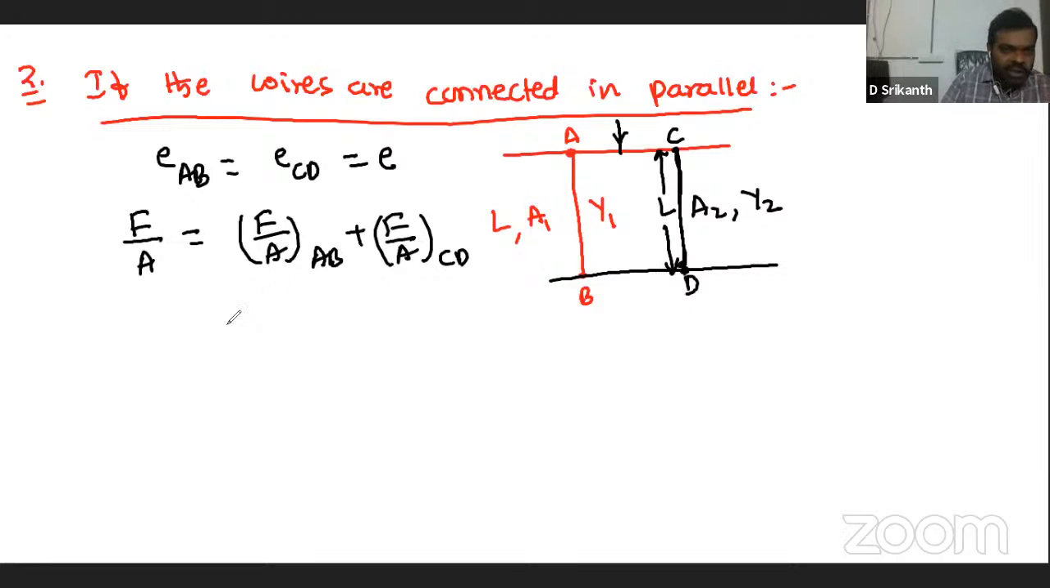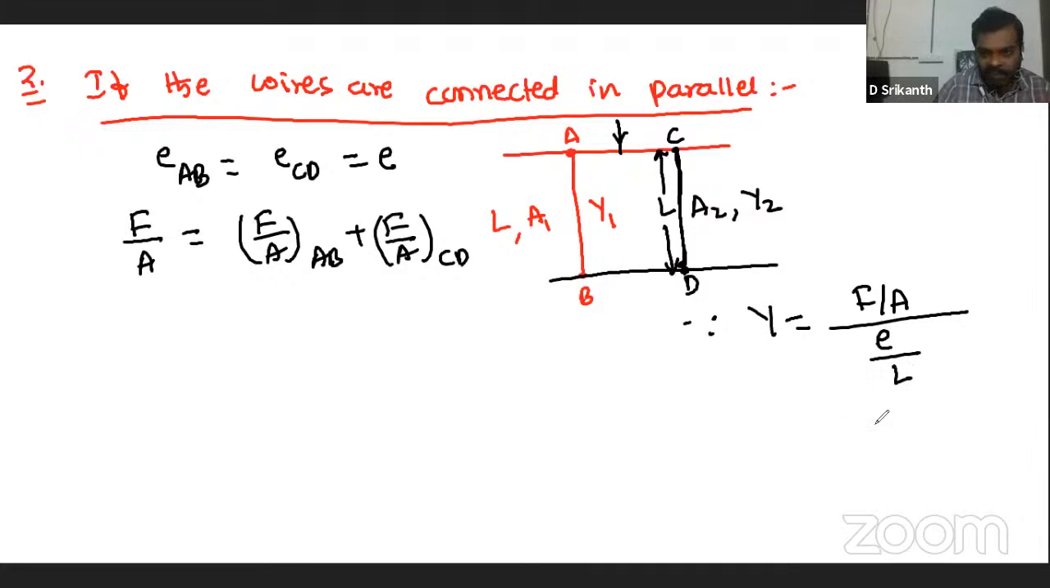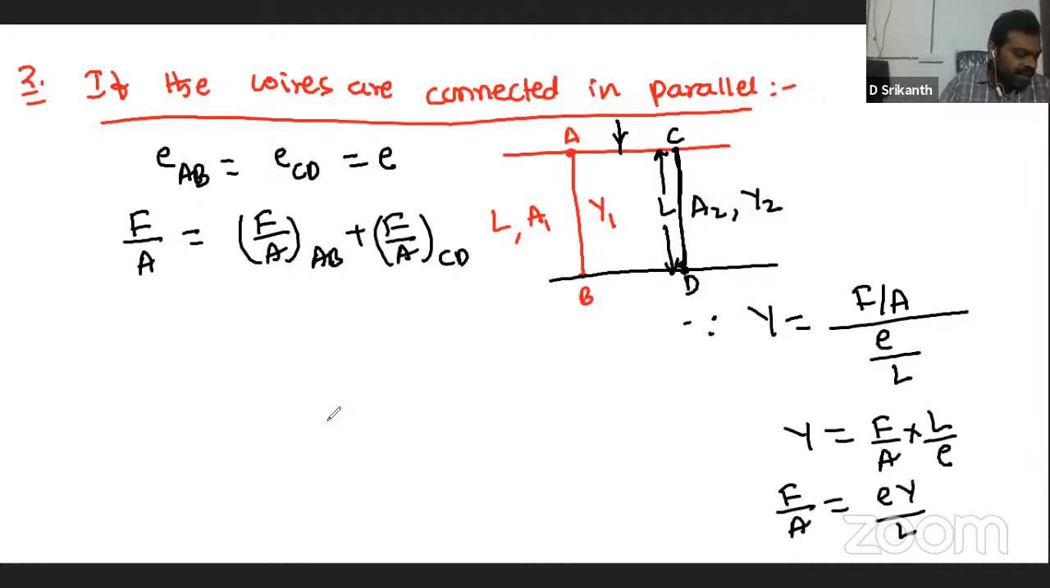Since we are having the formula for Young's modulus, that is force by area divided by change in length by initial length, so F by A times L by E. Here I want to find the value of F by A. I need to substitute, that is EY by L. EY by L. Right?